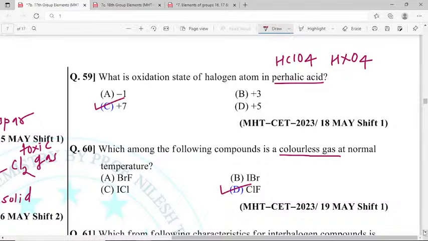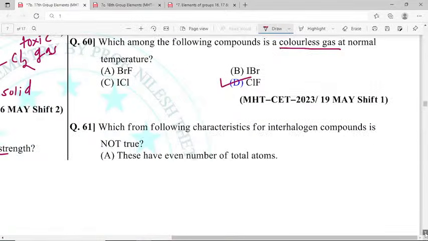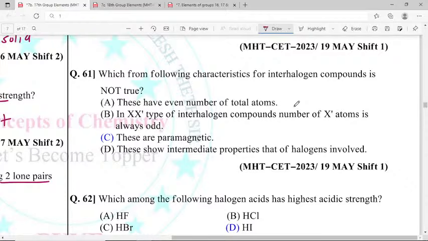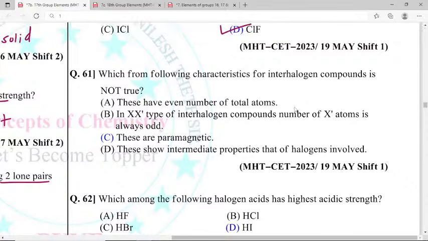Next, which of the following is not a characteristic of interhalogen compounds? These have an even number of total atoms. Yes, correct. Even number of total atoms.